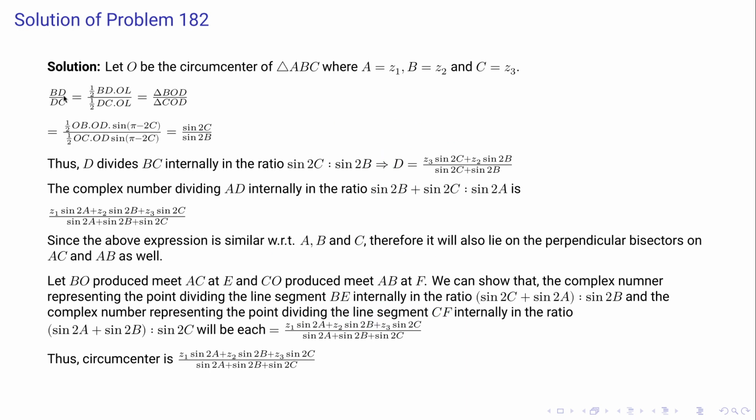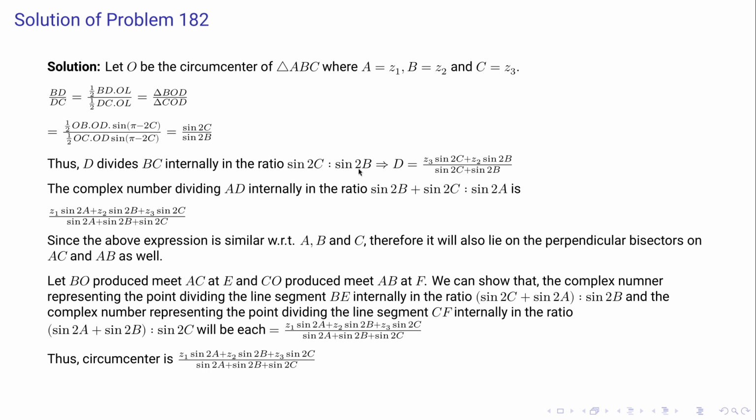So we can say that BD by DC is equal to half BD into OL divided by half DC into OL. So we have just multiplied and divided by half into OL. Now this is the area of triangle BOD, and this is the area of triangle COD, which is alternatively half OB into OD into sine pi minus 2C, over half OC into OD into sine pi minus 2B. That is sine 2C by sine 2B. So from this you see that D divides BC internally in the ratio of sine 2C to sine 2B. So D can be written as Z3 sine 2C plus Z2 sine 2B divided by sine 2C plus sine 2B.